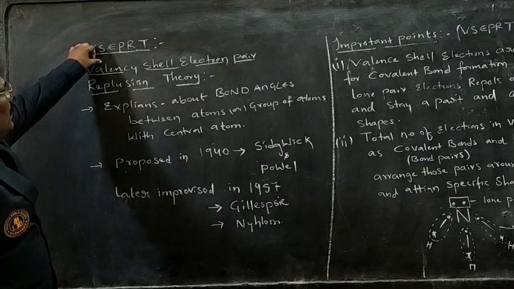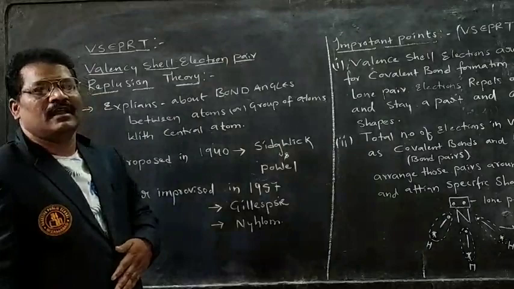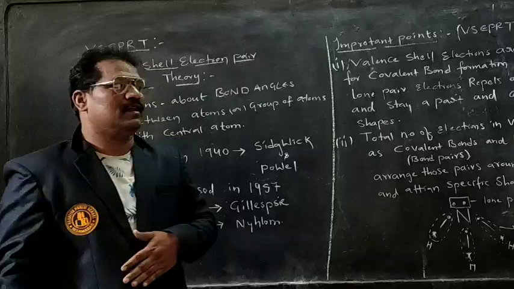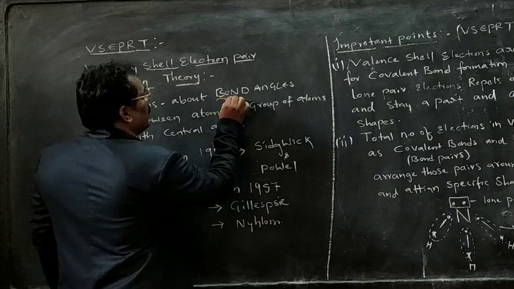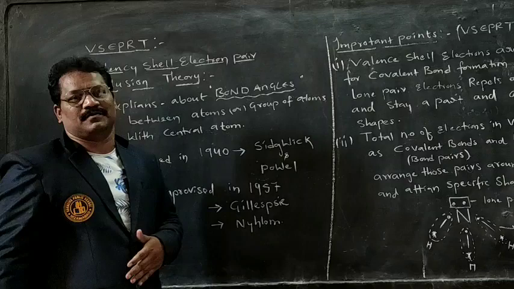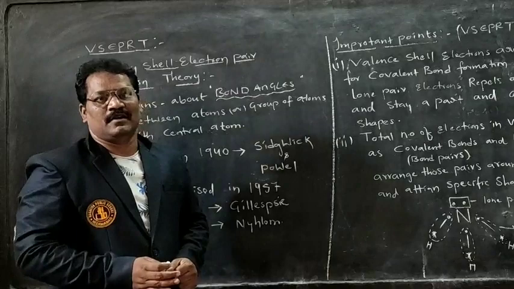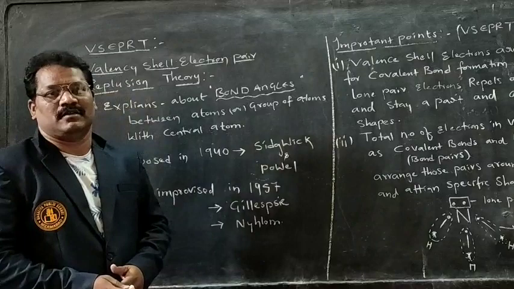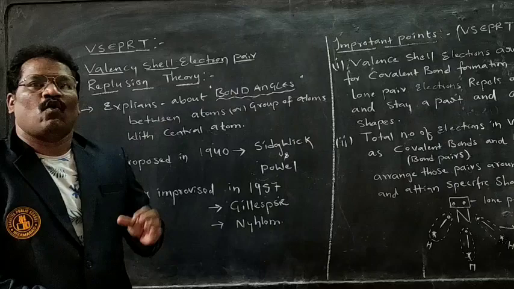It means valence shell electron pair repulsion theory. What does this theory explain? This theory explains one concept called bond angle between atoms of elements or group of atoms of elements with a central atom. There will be one central atom. Around that central atom, bond angles will be formed with the different atoms. That concept is explained by this particular theory, the valence shell electron pair repulsion theory.